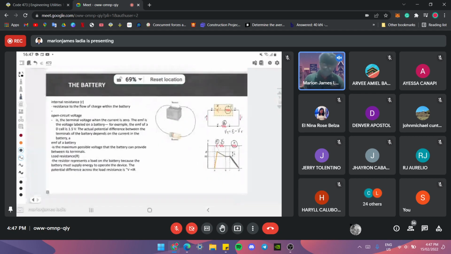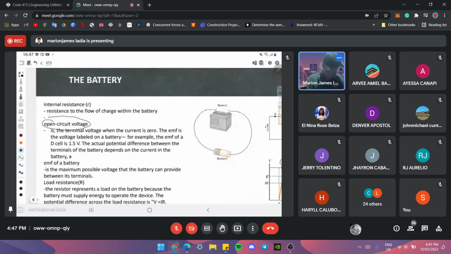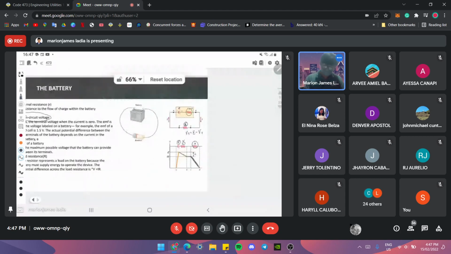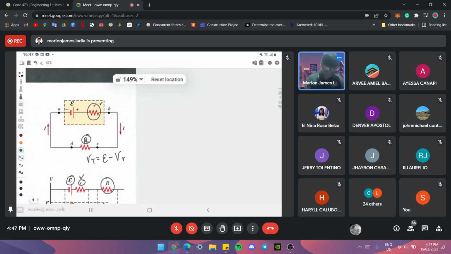So internal resistance, as I have said, is the resistance inside our battery. Okay, internal resistance yan. Ano tong open circuit voltage? So open circuit voltage. What is an open circuit? So in this diagram, you can see that ito yung battery natin.